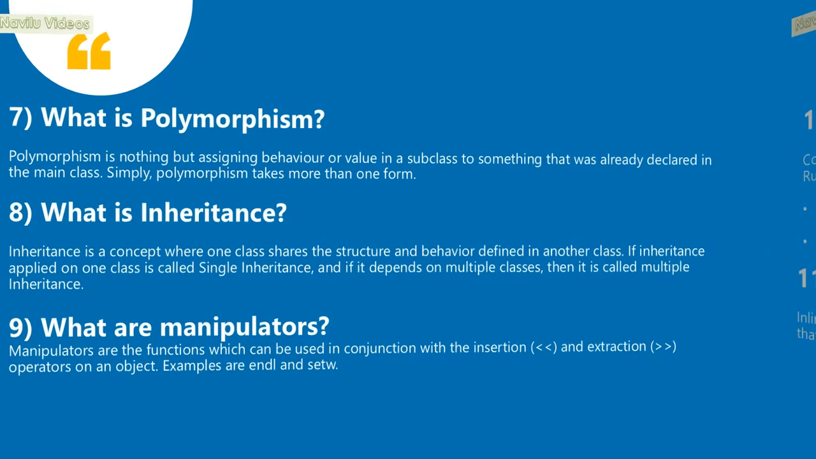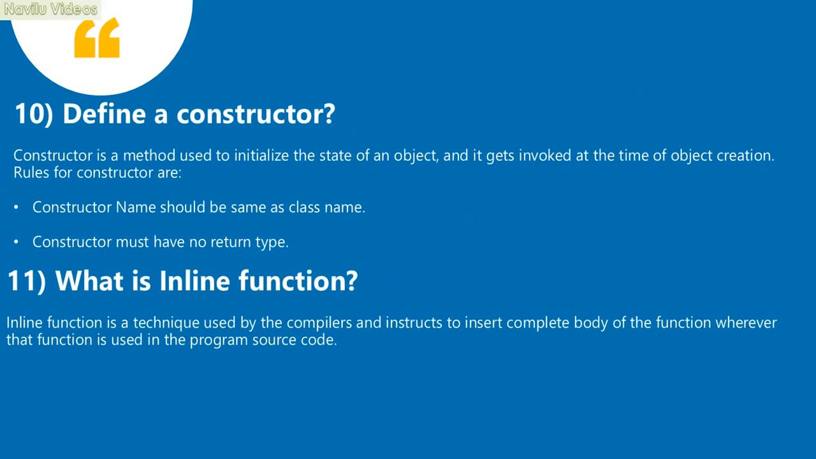10. Define a constructor. A constructor is a method used to initialize the state of an object, and it gets invoked at the time of object creation. Rules for a constructor are: the constructor name should be the same as the class name, and a constructor must have no return type.